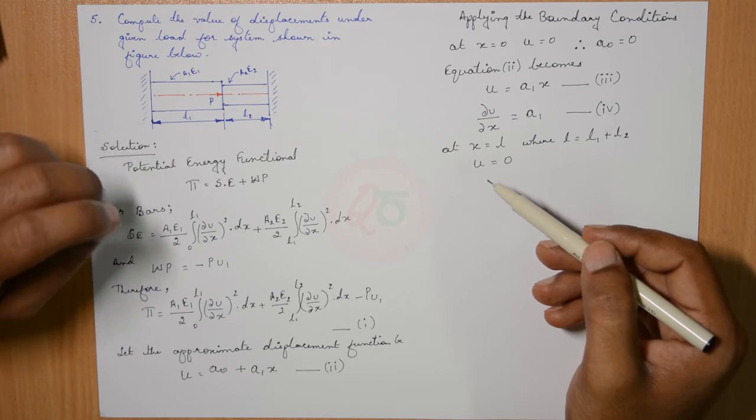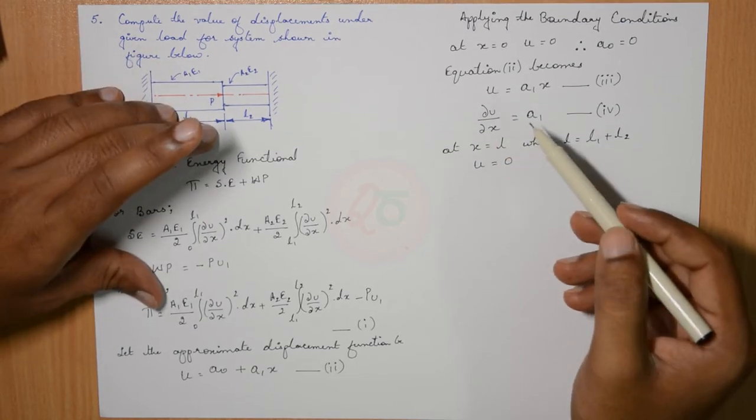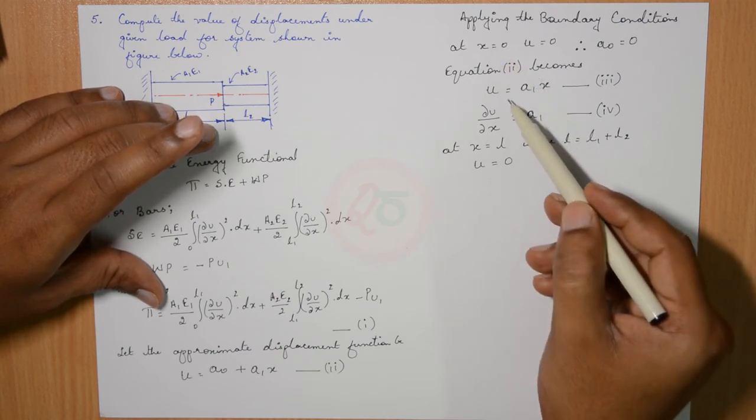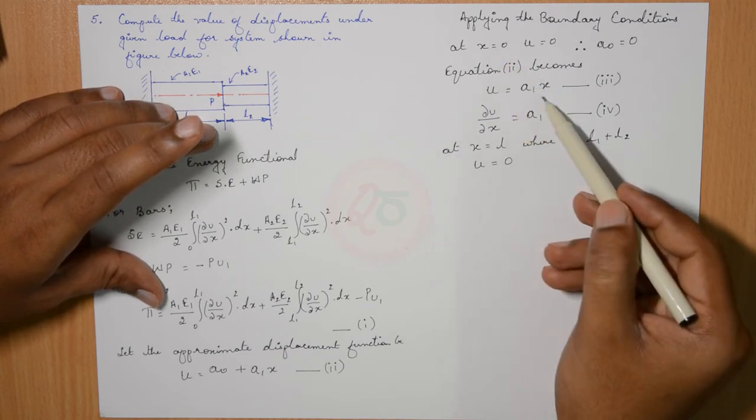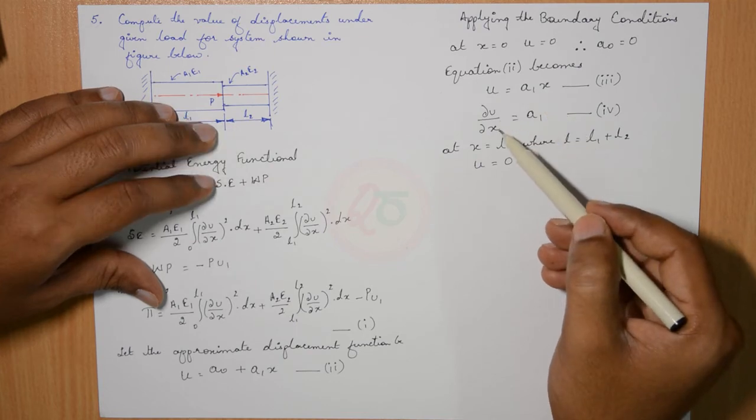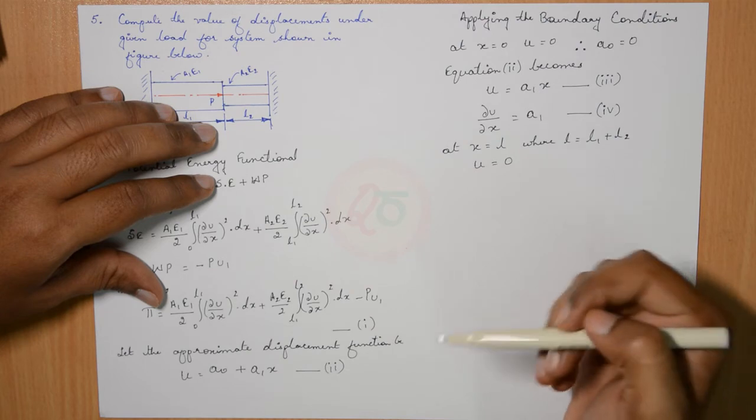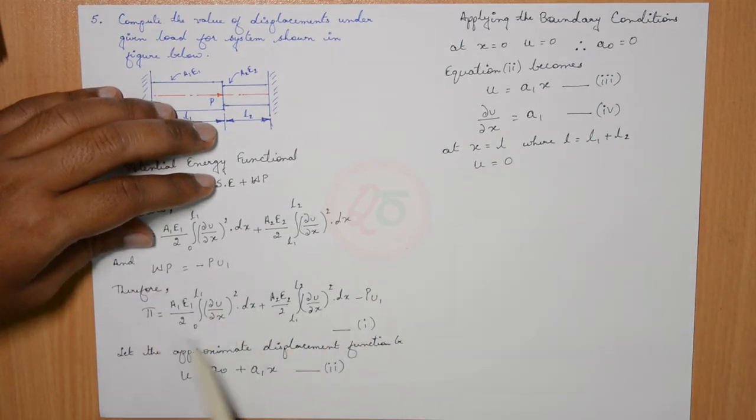Just enough boundary conditions are sufficient. Now if you observe, for the first boundary condition that we have applied, we have obtained u equals a1x, and also dou u by dou x is a1. So dou u by dou x we have obtained.